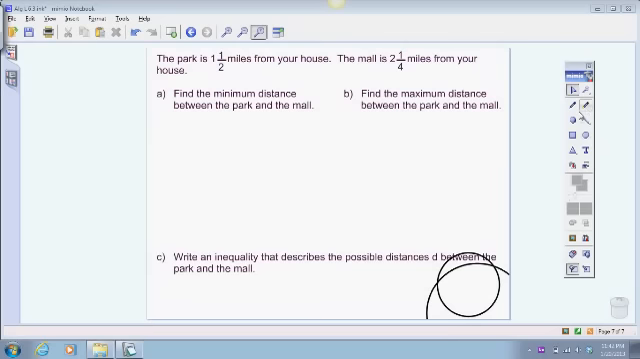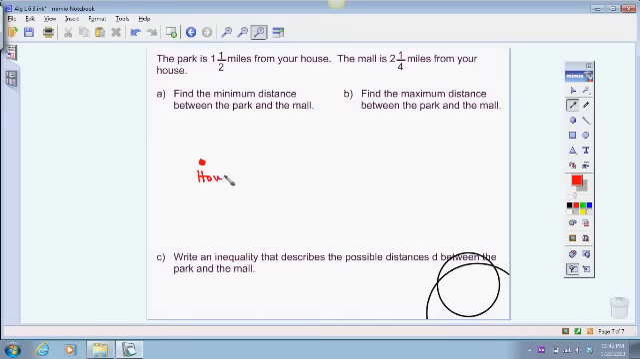Okay, well, first of all, if I live right here, this is my house, and let's say I want to go to the park, which is 1 1/2 miles away. So here's the park. And then I wanted to go to the mall. Now the mall is 2 1/4 miles away. Okay, and here's the mall.